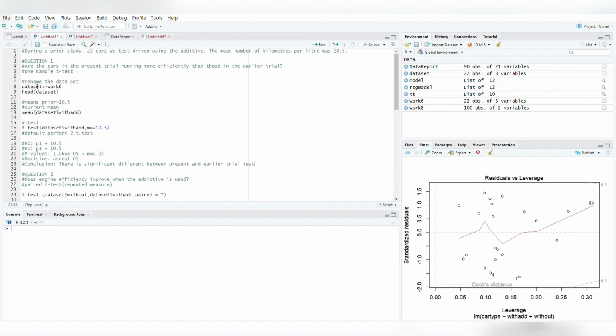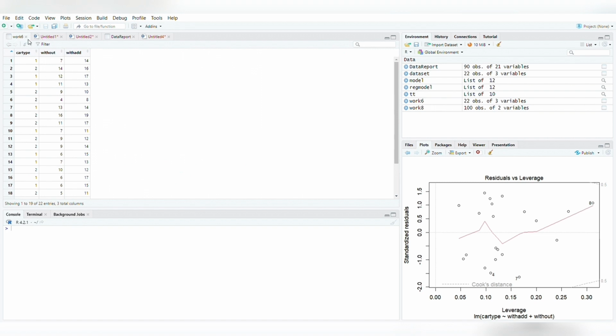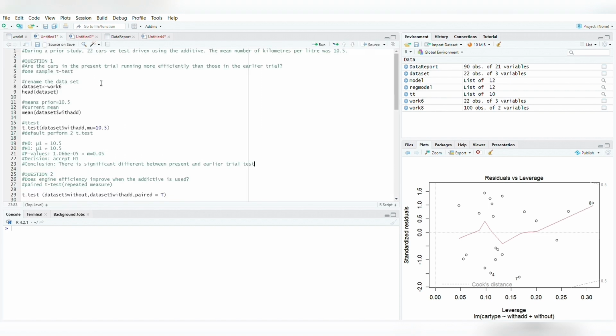First, I rename the dataset from worksheet to dataset to make it easier for me to run other data. So this is the code, and this is the result.